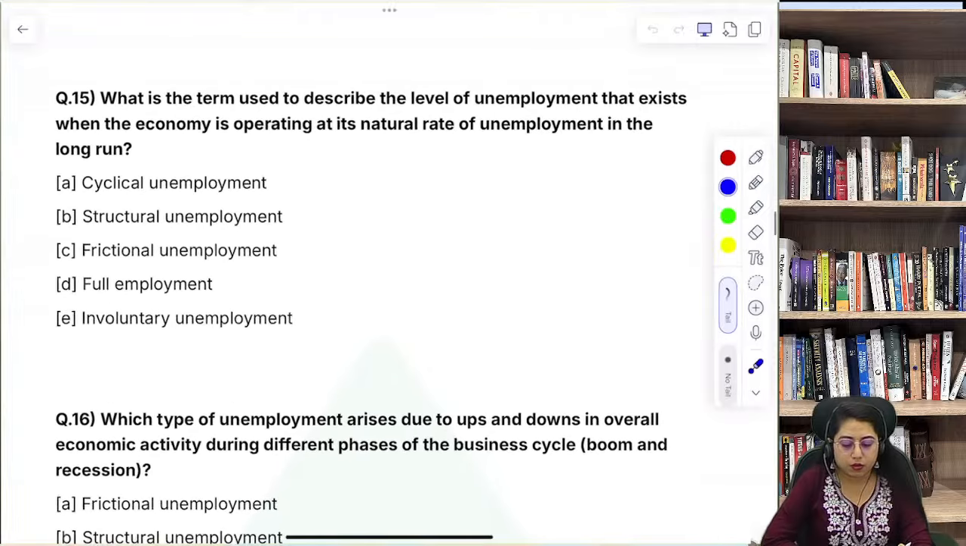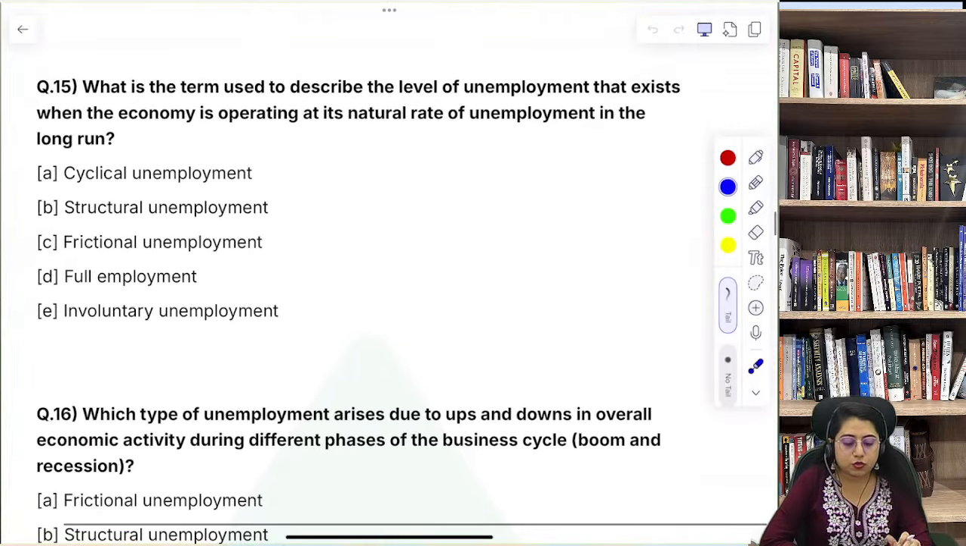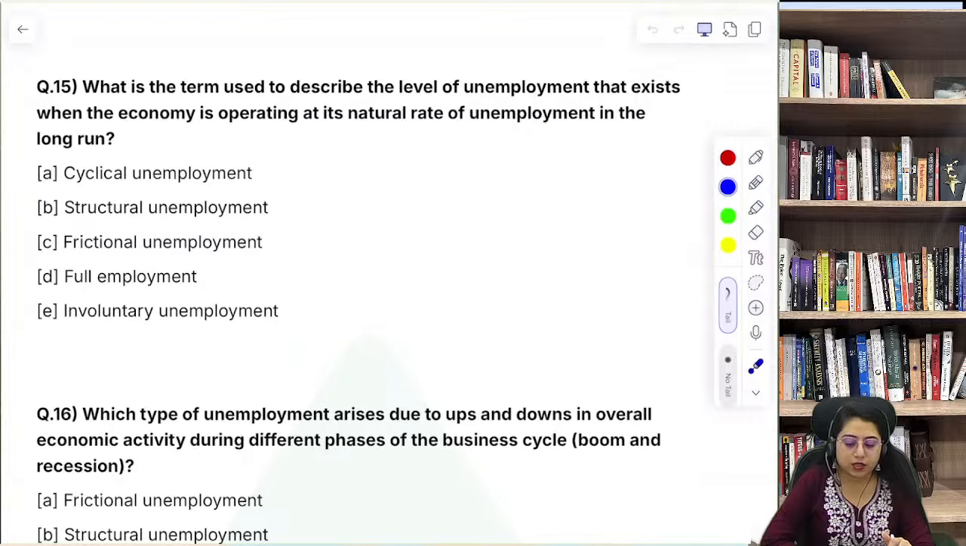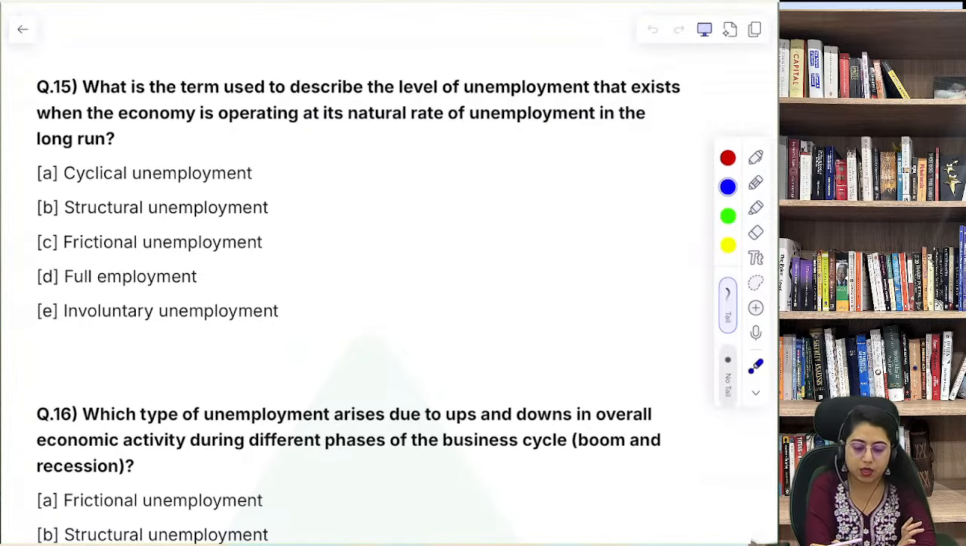What is the term used to describe the level of unemployment that exists when the economy is operating at its natural rate of unemployment in the long run? Very, very important question. The same question has been asked in the 2022 or 2024 examination, I guess. So this is one of the very important questions and a repeated question, I would say.